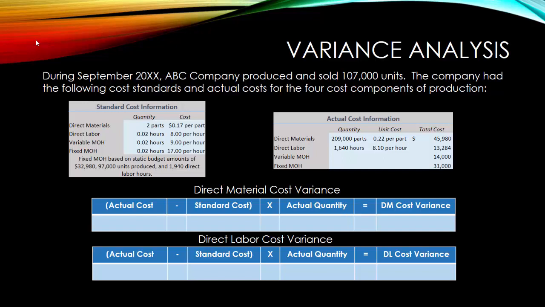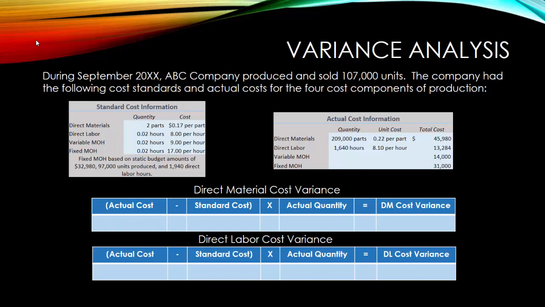So let's take this example, that during September of 20XX, ABC Company produced and sold 107,000 units. The company had the following cost standards and actual costs for the four components of production. Those four components are direct materials, direct labor, variable manufacturing overhead, and fixed manufacturing overhead. So the information that we have here is what we actually spent. That comes in the actual cost information.